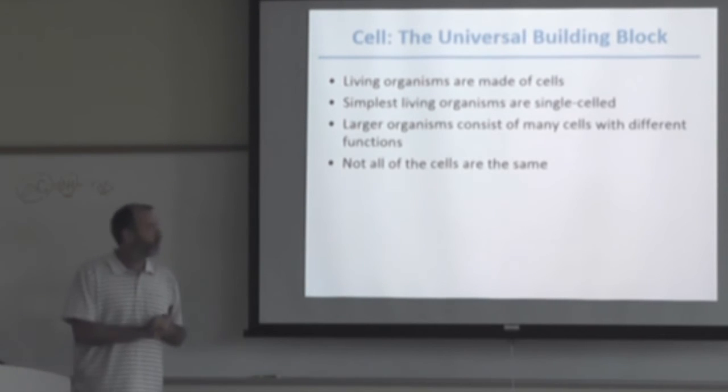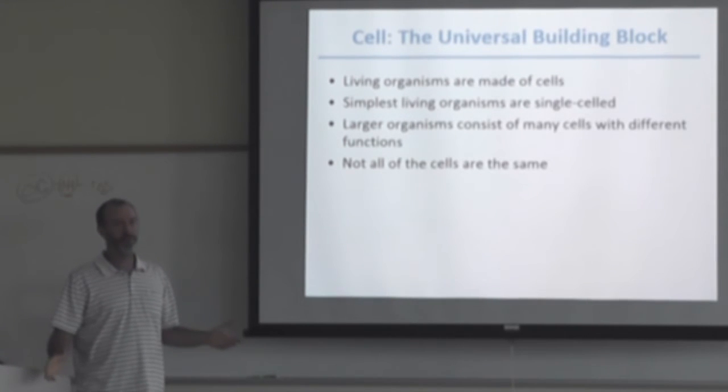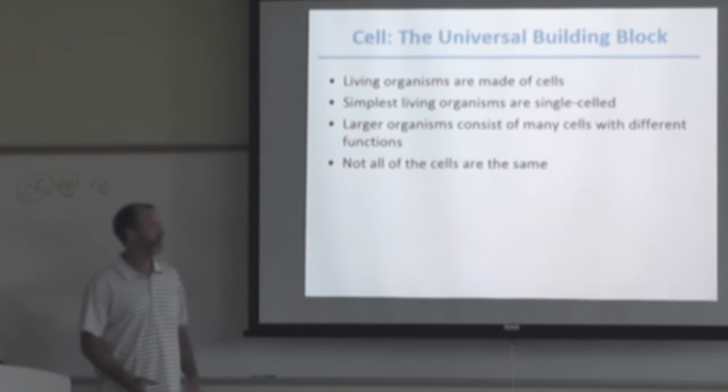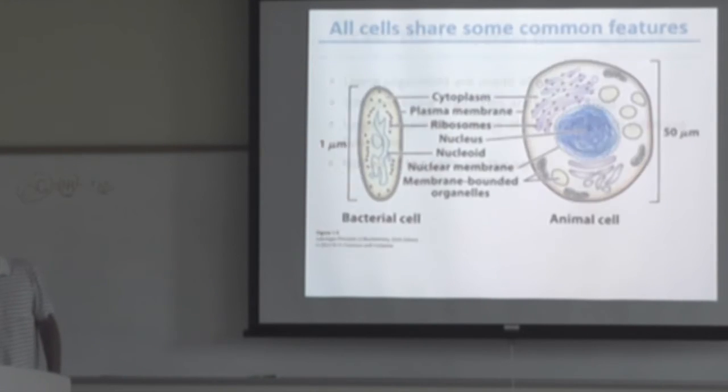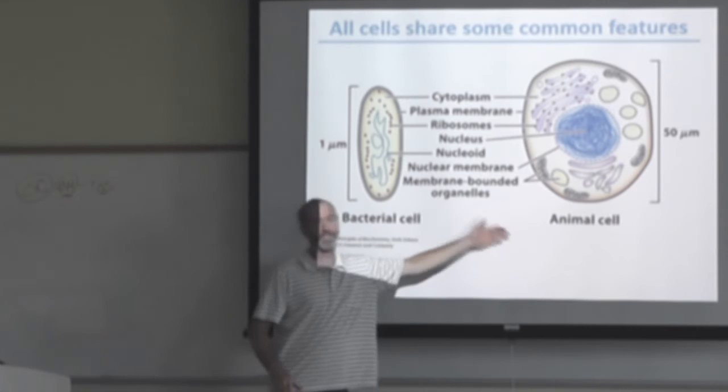So the cell is the universal building block. This is like old news to you guys, I'm sure. You did this in core biology, probably high school biology. We know all of this. This is just old time review stuff. But all cells are going to share some common features. This is a bacterial cell and an animal cell. Well, something that's different between the two.